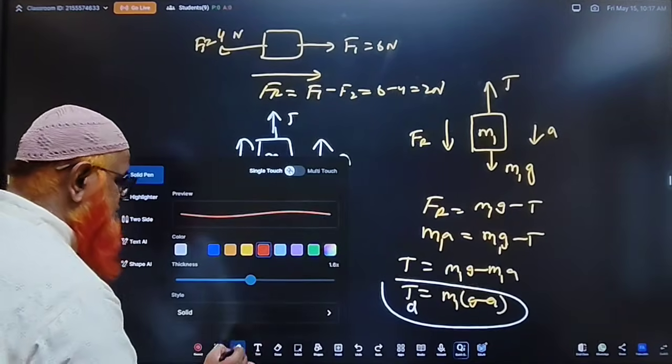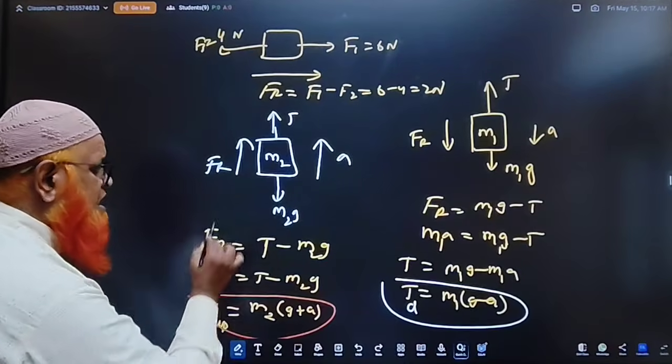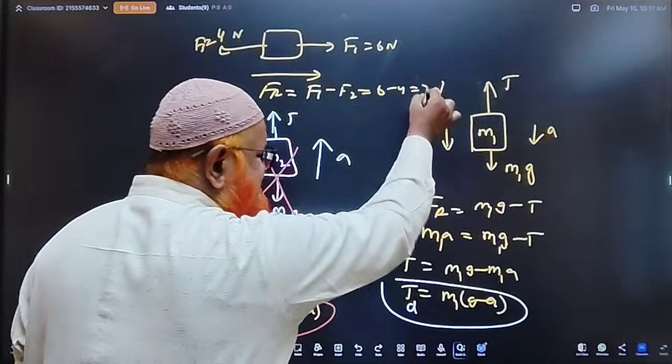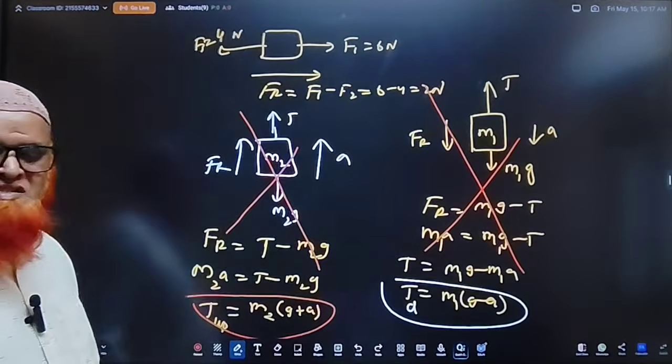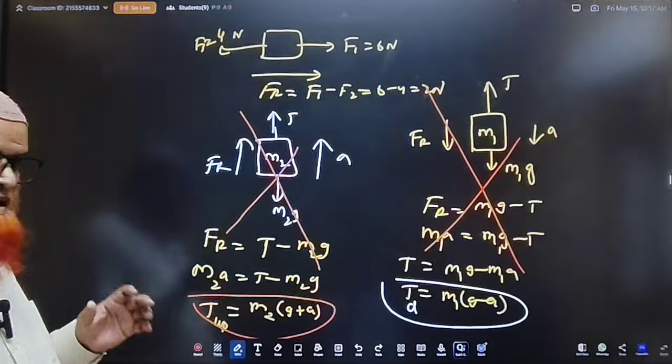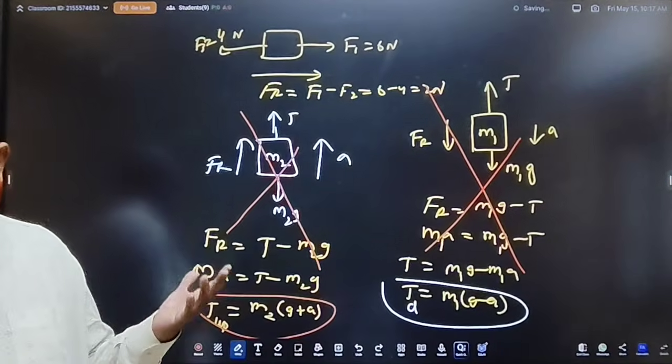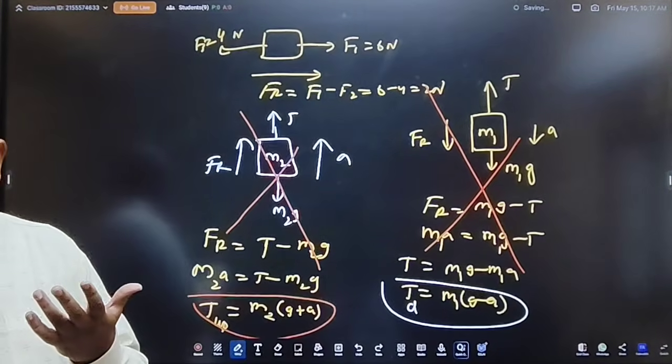You need not remember all of this. You have to remember these two with common sense. Understood? Don't write. This total PDF will be transferred to your WhatsApp group.